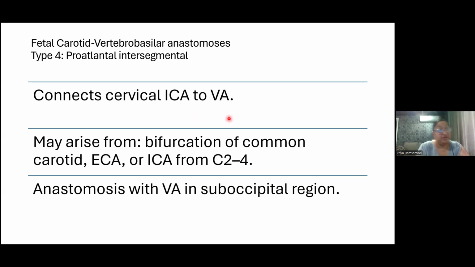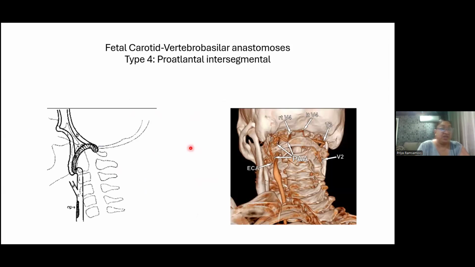And if you remember from our last lecture, the cervical ICA would have been the first. So it arises from the bifurcation of the common carotid, or the ECA, or the ICA from C2 to 4, and then anastomoses with the vertebral artery in the suboccipital region. Because we want to be a little bit extra and know a lot, there are two types of type 4, pro-atlantal intersegmental, in terms of there's type 1 on the left and there's type 2 on the right.